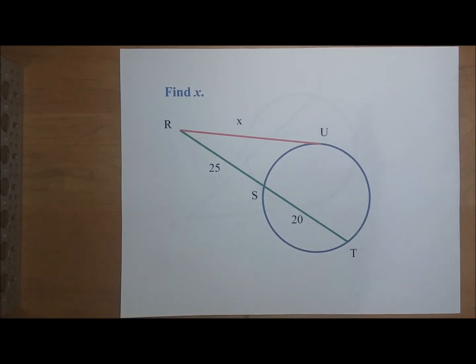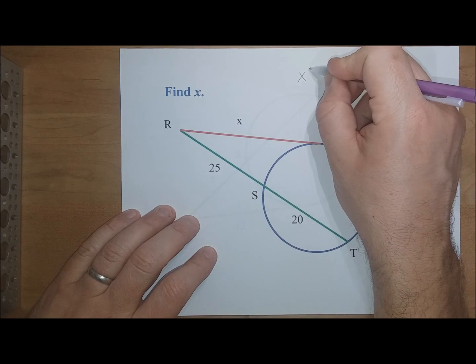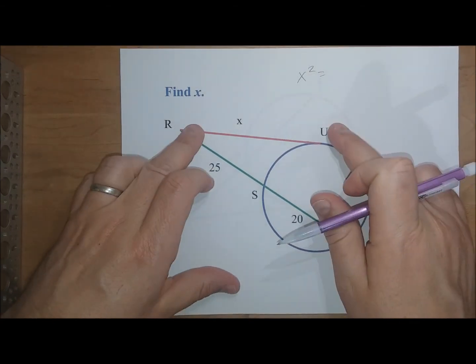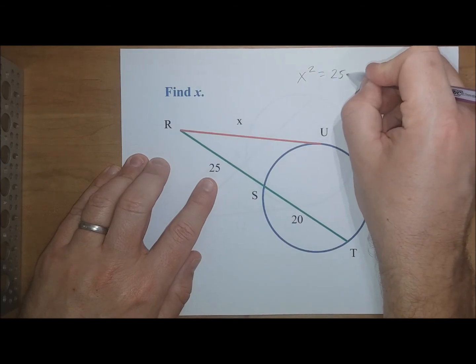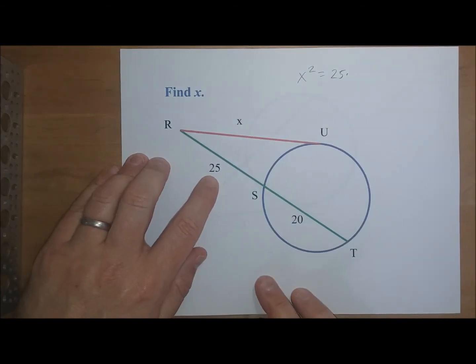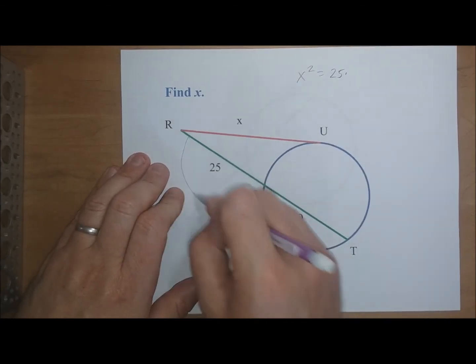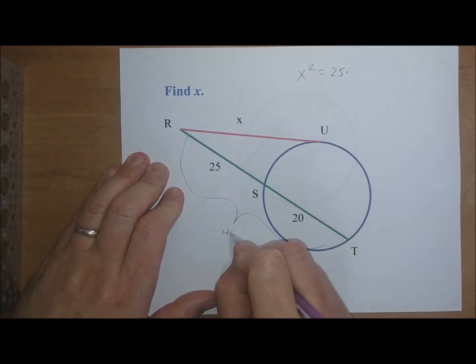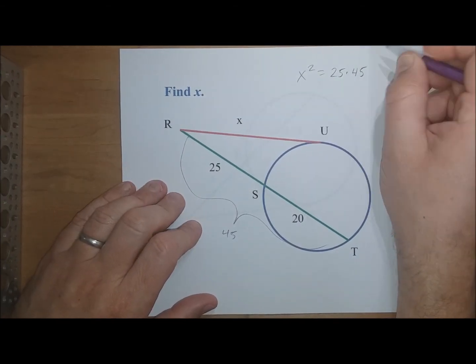So I know that I'm going to take my tangent and I'm going to multiply. It's going to be x times x, or x squared. That's going to equal the secant's external segment, 25, times the total length of the secant segment, RT. This guy here is 45. So x squared should equal 25 times 45.